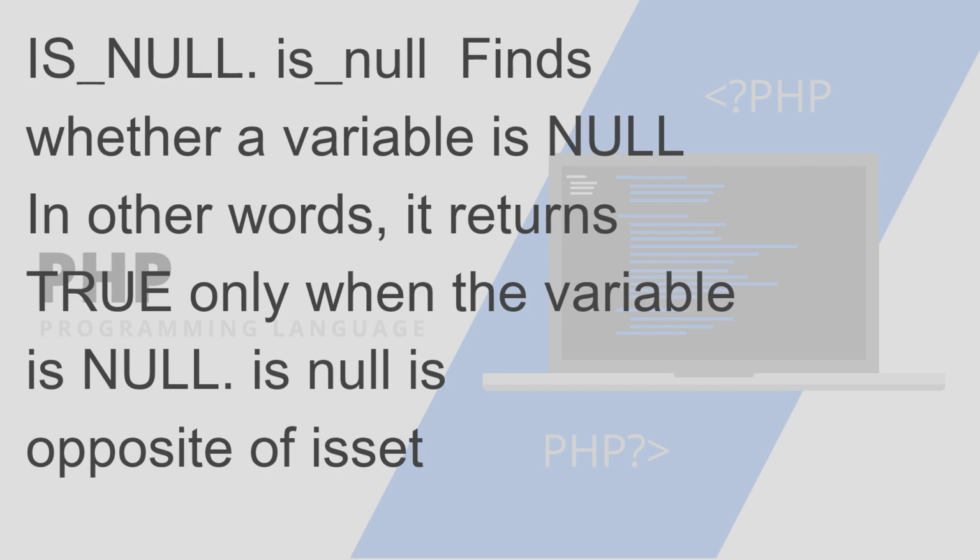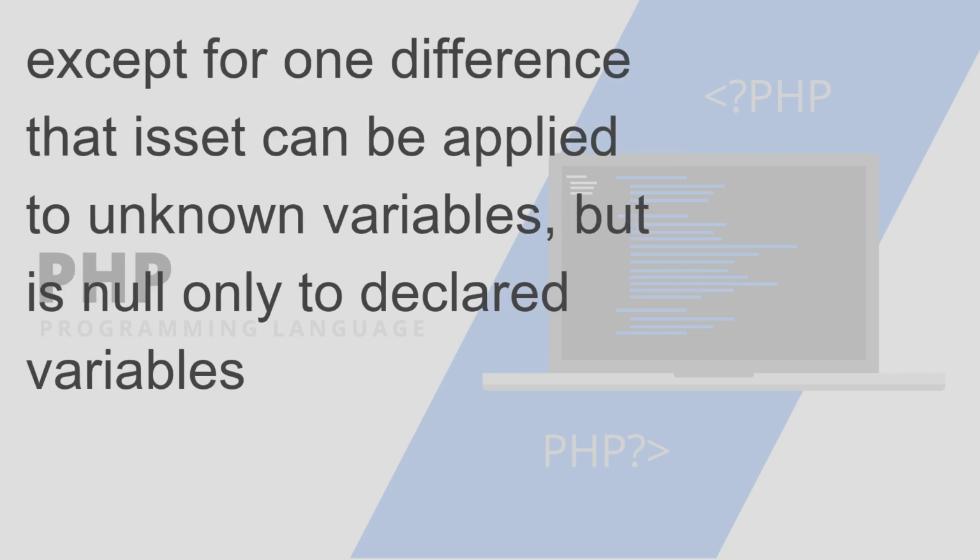is_null. is_null finds whether a variable is null. In other words, it returns true only when the variable is null. is_null is the opposite of isset, except for one difference: isset can be applied to unknown variables, but is_null only to declared variables.